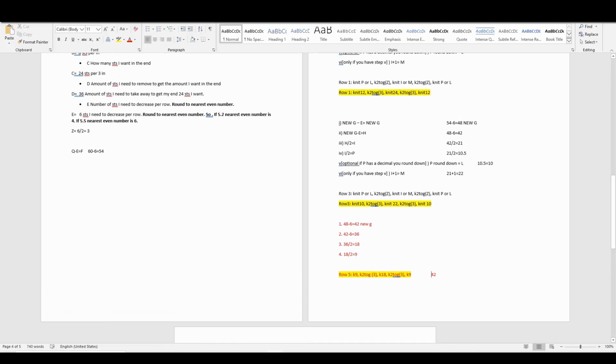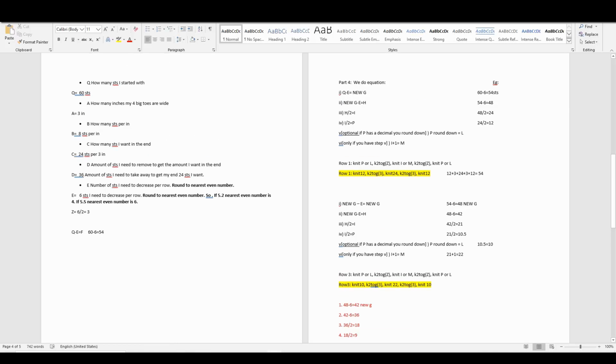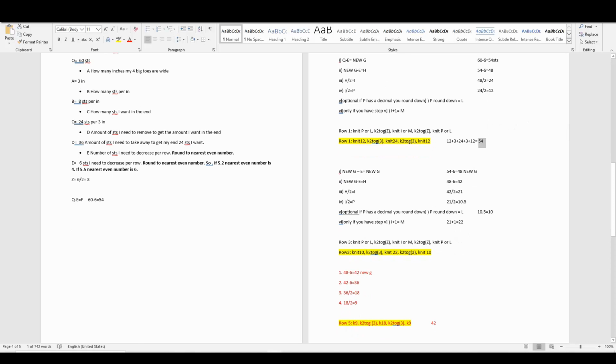So at the end, you can add all this together to give us the amount of stitches that you would have on your needle. So I'll show you. Okay, so it's the numbers right here: 12 plus 3 plus 24 plus 3 plus 12 equals, and it should equal this number here. It does, 54. So that's the amount of stitches that you're going to have on your needle at the end of row 1.